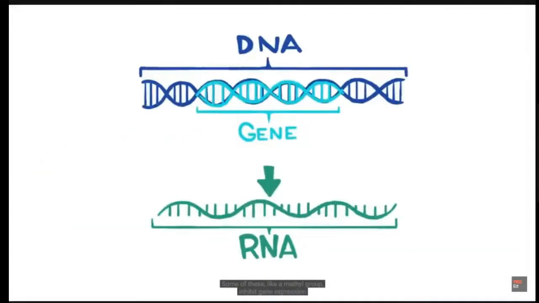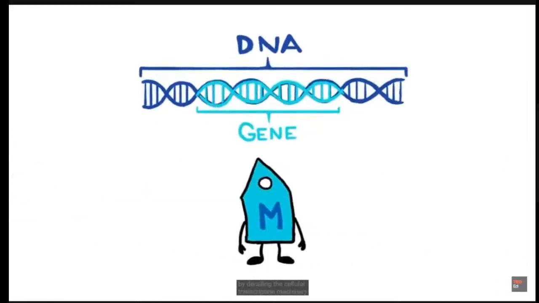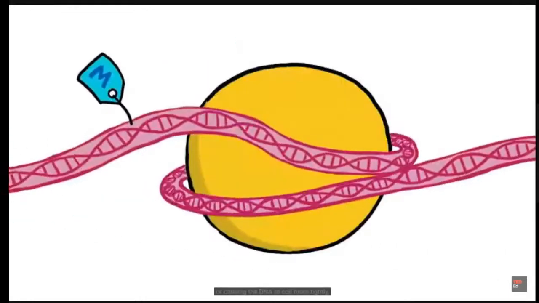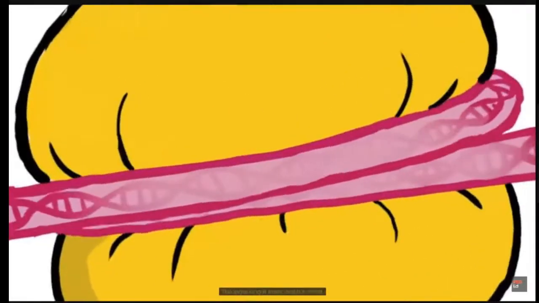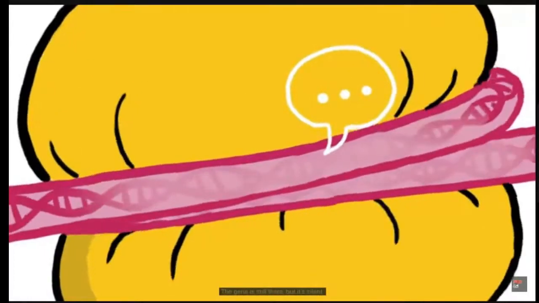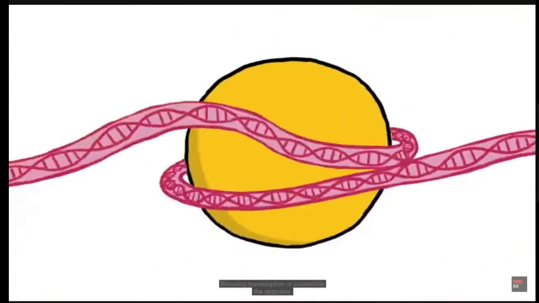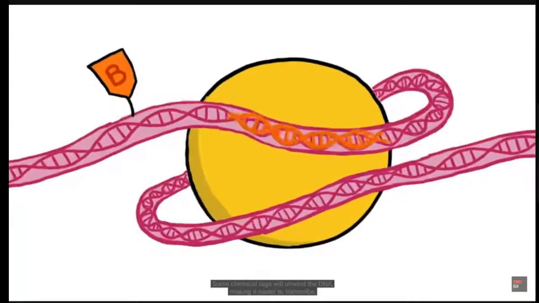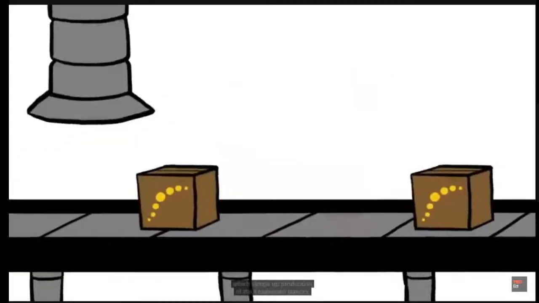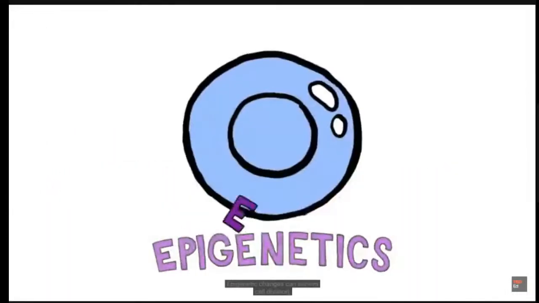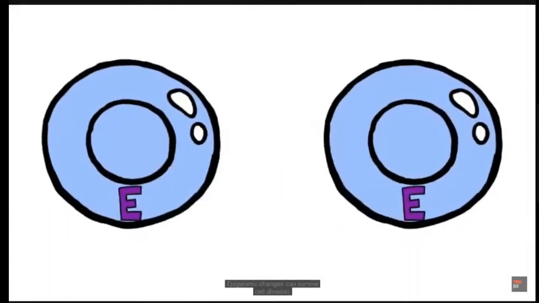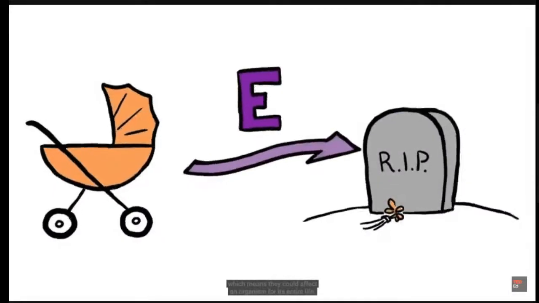Some of these, like a methyl group, inhibit gene expression by derailing the cellular transcription machinery or causing the DNA to coil more tightly, making it inaccessible. The gene is still there, but it's silent. Boosting transcription is essentially the opposite. Some chemical tags will unwind the DNA, making it easier to transcribe, which ramps up production of the associated protein. Epigenetic changes can survive cell division, which means that they could affect an organism for its entire life.